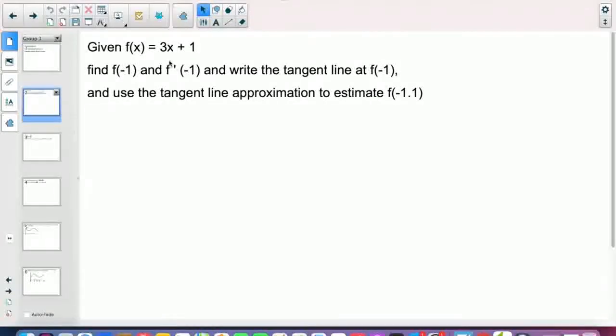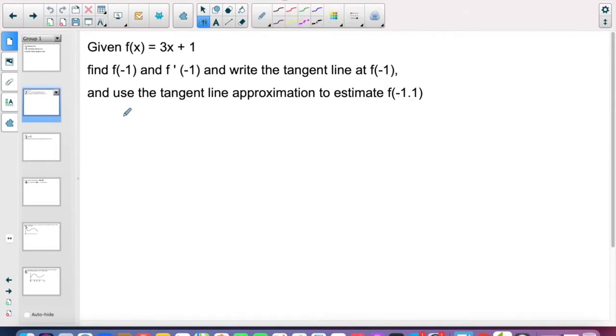Given f of x equals 3x plus 1, find f of negative 1 and f prime of negative 1 and write the tangent line at f of negative 1. And use the tangent line approximation to estimate f of negative 1.1.